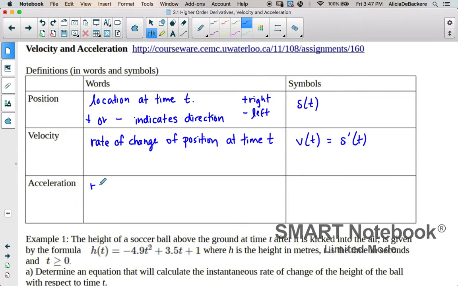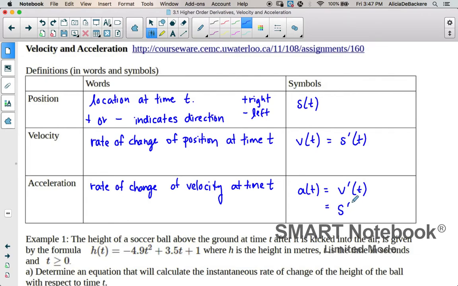Acceleration is the rate of change of the velocity. And again, at time t. So it tells me how quickly is my speed changing. And so my acceleration is going to be equal to the rate of change of the velocity. So it's going to be v prime. But remember that v is s prime, so I'm taking the derivative of the derivative. And so the acceleration is actually the second derivative of the position function.